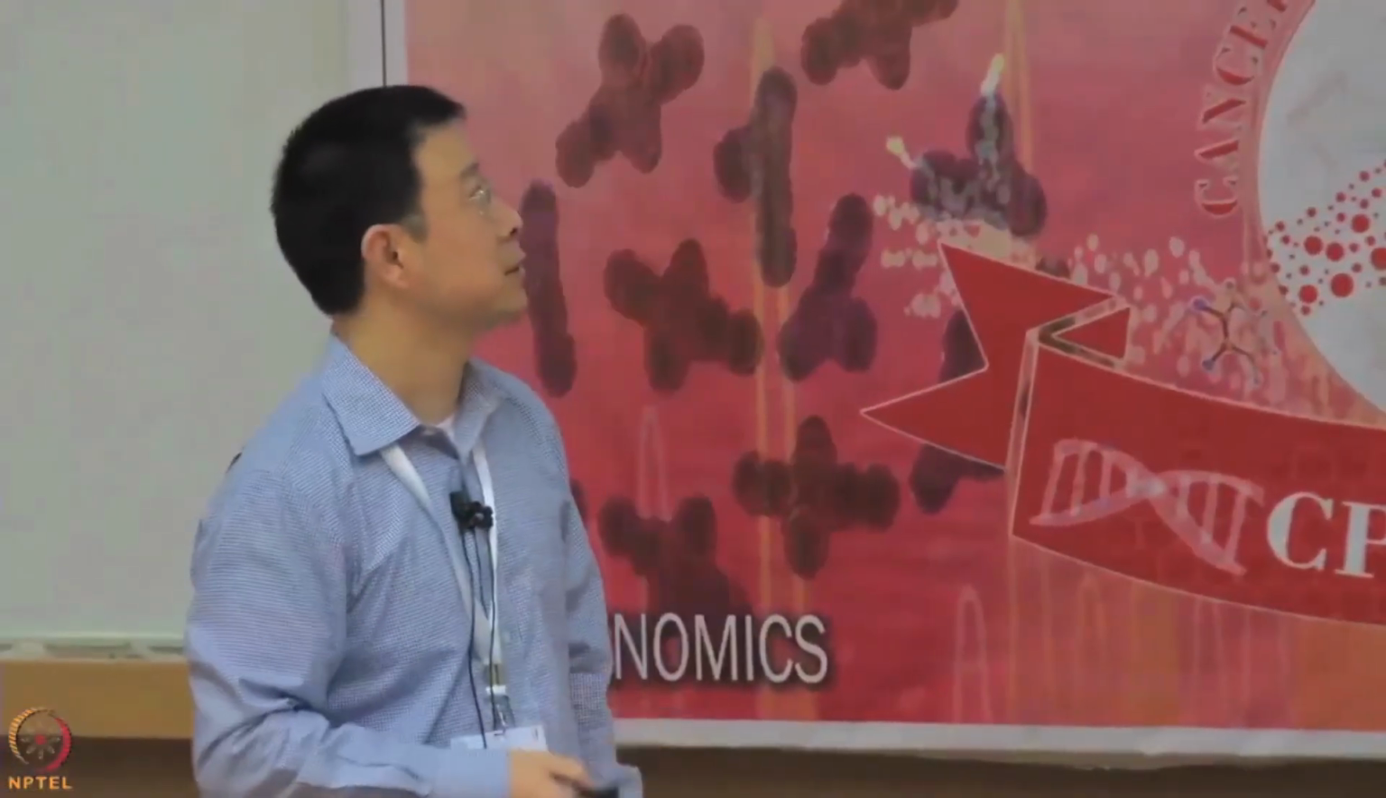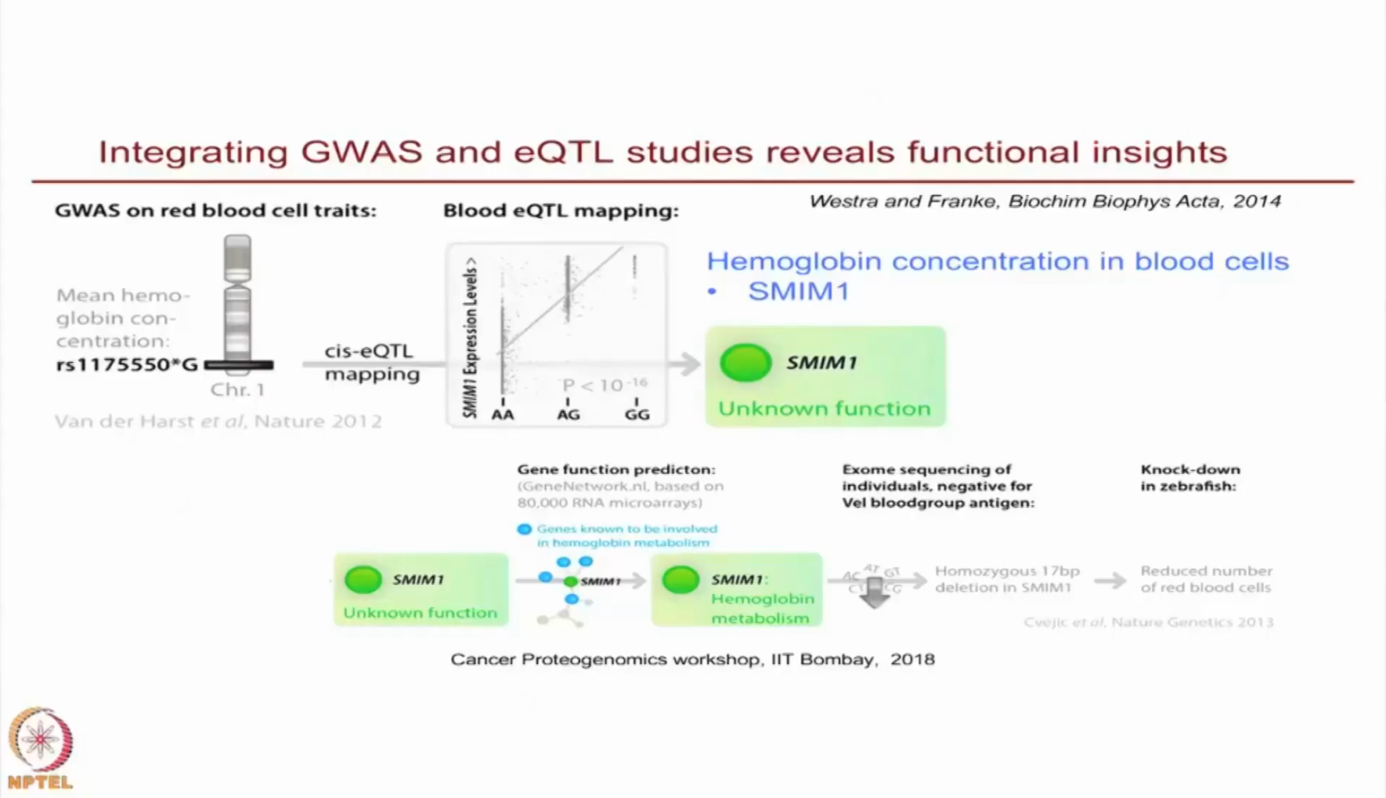So, let's look at some examples. The first example is this group. Basically, they know this SNP is associated with hemoglobin concentration in blood cells, but they don't know why this happened, and of course we are interested in how this could happen, right? So they did eQTL analysis, and through the cis eQTL analysis they found this exact SNP has a good association with the gene expression right next to the SNP. The gene is called SMIM1.